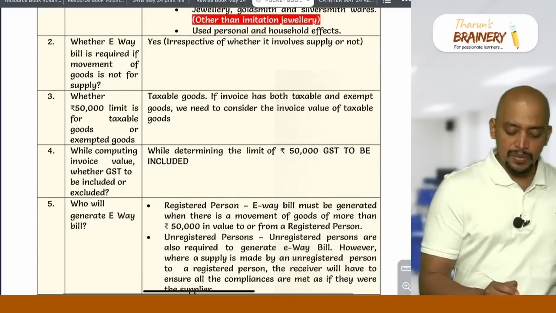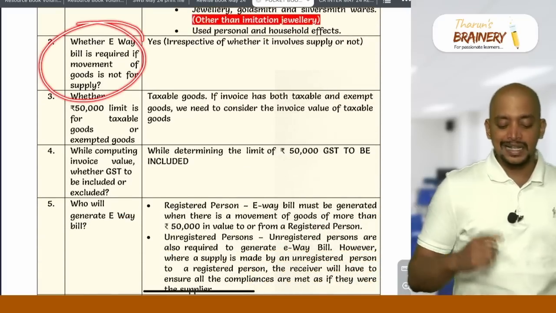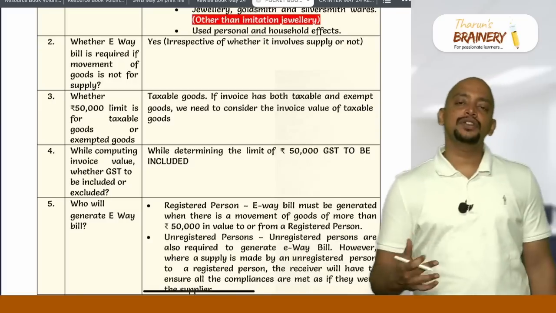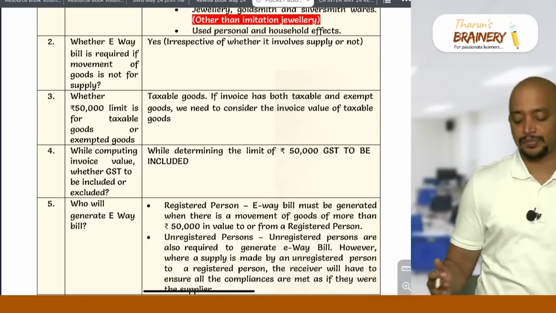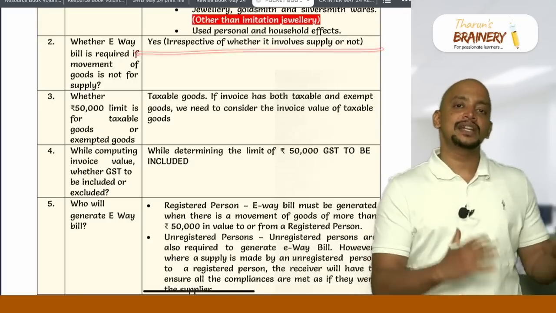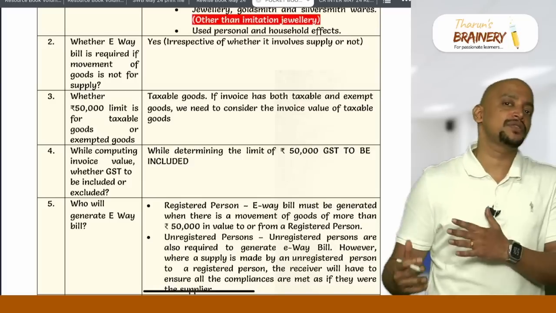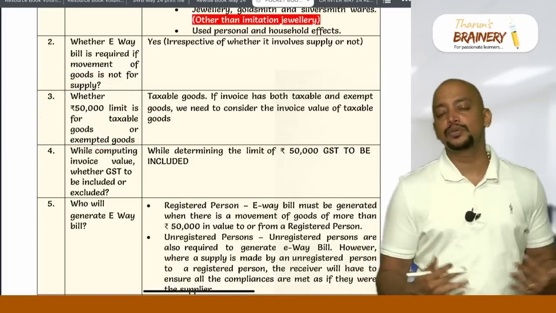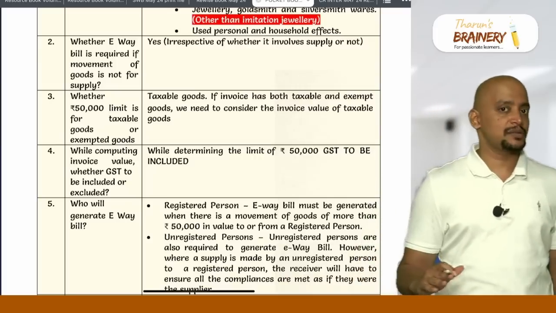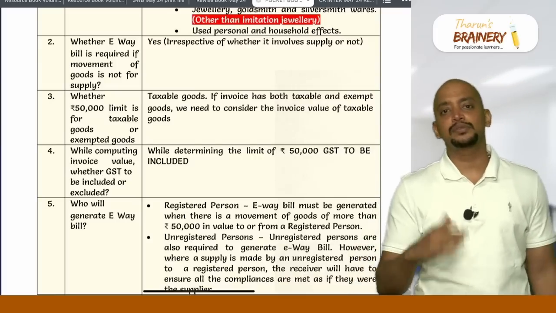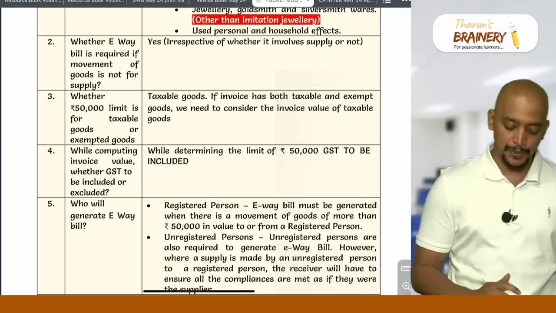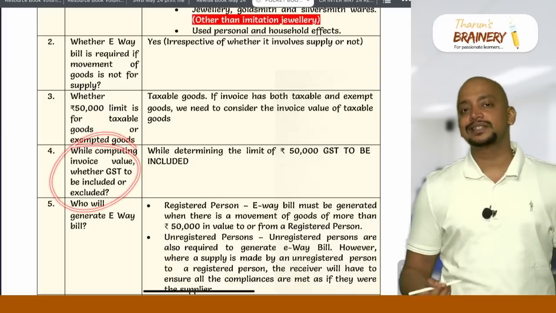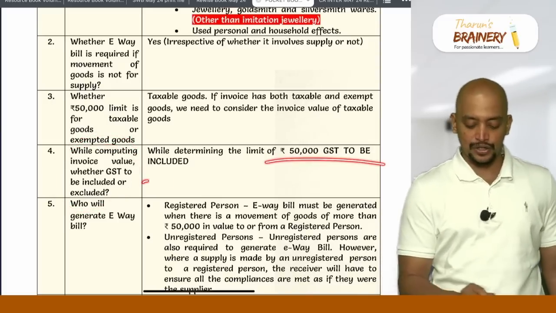Whether an e-way bill is required for movement of goods that is not for supply? Even though the movement is under supply or without supply, an e-way bill is required. If it is under supply, tax invoice plus e-way bill. If it is without supply, delivery challan plus e-way bill. Whether the 50,000 limit is for taxable goods or exempted goods? It is for taxable goods. If there are both exempted and taxable goods, take out the exempted goods and check the value. While computing invoice value, whether GST is to be included or not? Yes, GST needs to be included.